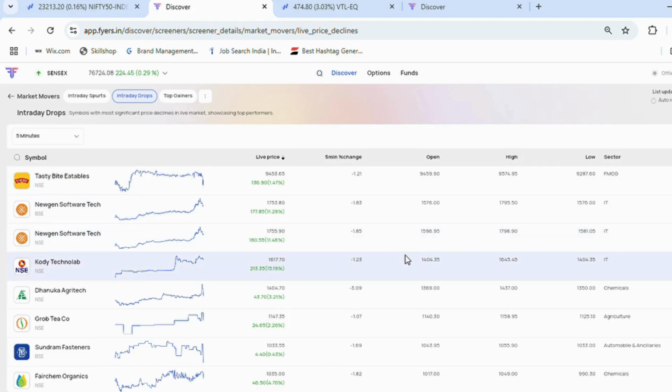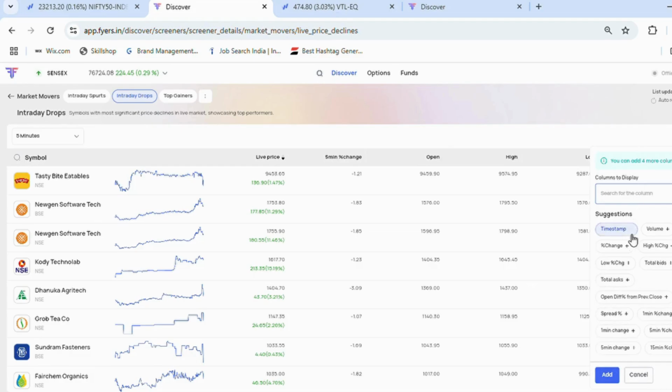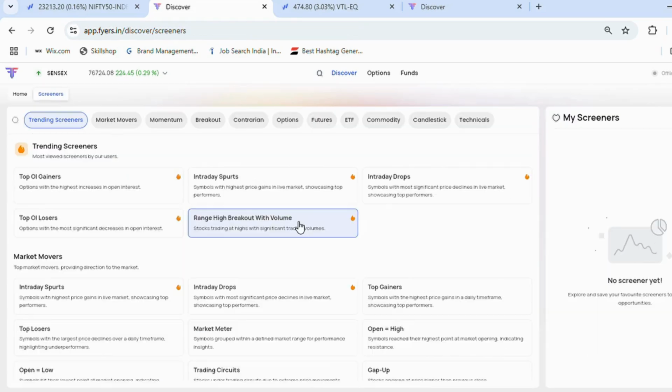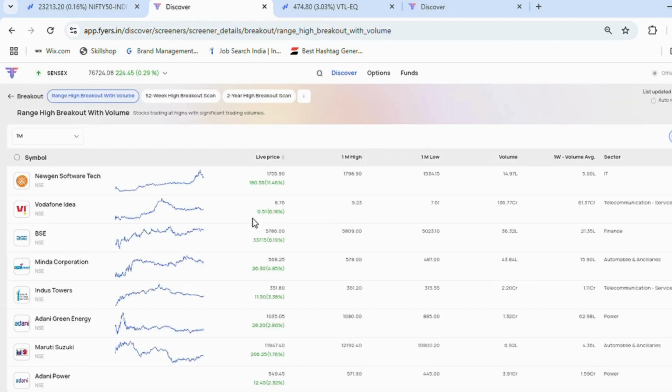So you can even classify the stocks depending on their market caps, and even the sector of the stocks is available here. If you click the plus button here, there are many options to add. Also check out the screen, range high breakout with volume. In this screen, there are stocks that are trading higher with a significant volume.